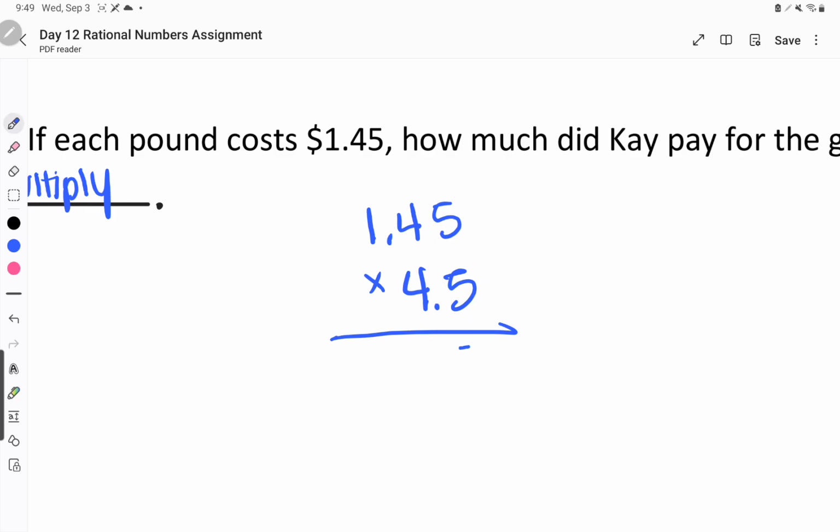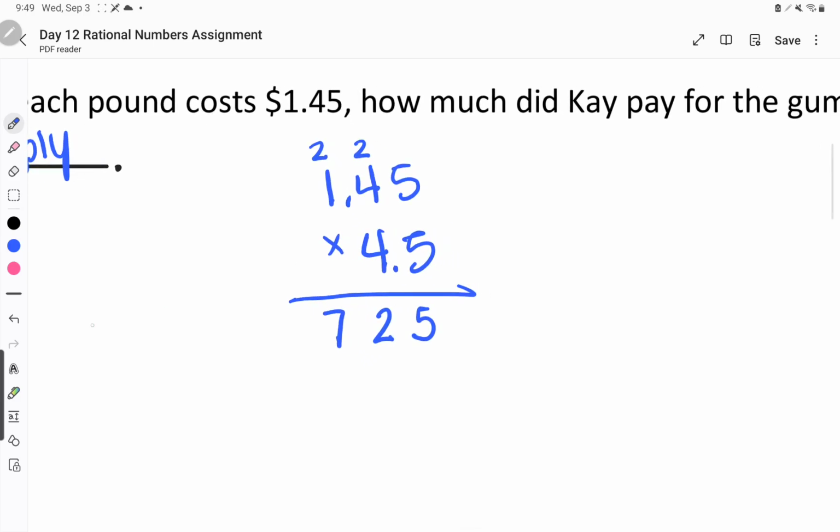5 times 5 gives us 25, so I write down a 5, carry my 2. 5 times 4 gives us 20, so I write down a 0 and carry. 5 times 4 gives us 20, and then 20 plus 2 gives us 22. So we write down a 2 and then carry our 2. And then we have 1 times 5. 1 times 5 is 5, and then add the 2 right here, which gives us 7. We're on our next row now, so what do we add when we get to our next row? A 0, and then I cross out my other numbers.